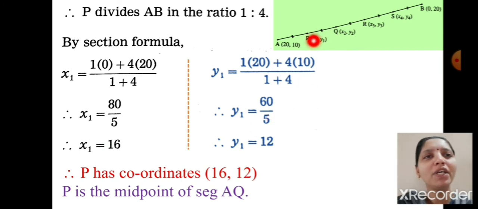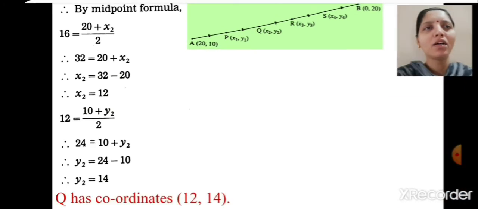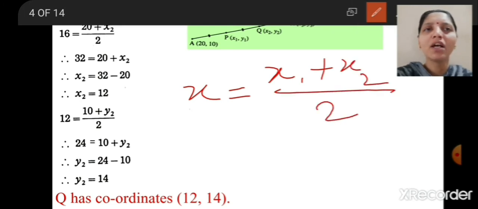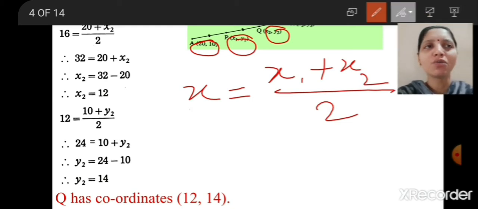Now this point P is the midpoint of segment AQ. Okay, so if you want to find the coordinates of point Q, you can use the midpoint formula. So let's use the midpoint formula. Now what is the midpoint formula? x is equal to x1 plus x2 upon 2. Yes, now we are going to substitute here. So what is the x here? The coordinates of point P. What is x1? x1 is the x coordinate of point A and x2 is the x coordinate of point Q. So that way you have to substitute.